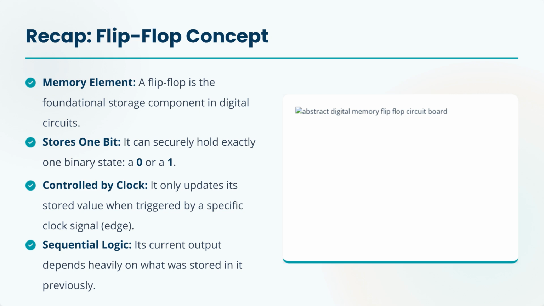A flip-flop is a memory element that securely stores one bit of binary data, either a 0 or a 1. It is controlled by a clock signal, meaning it only updates its stored value when triggered by a specific clock edge. This makes it a core component of sequential logic, as its current output depends on its previous state.